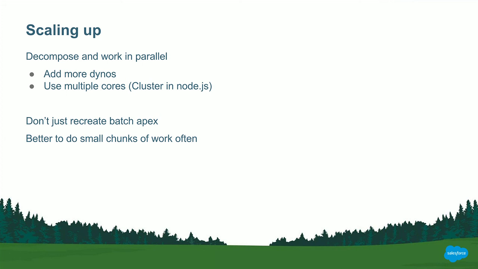We can be very flexible about how the work is done. So we don't need to just recreate the paradigms on the Force.com platform, such as batch Apex and queuables. We can be much more business use case driven in how we develop our code, which we see as a big advantage. And we think that you should do really small chunks of work often, which helps you cope with failure scenarios, because if you've got small chunks, you can know where you're at in the process and replay if you fail at any given point.